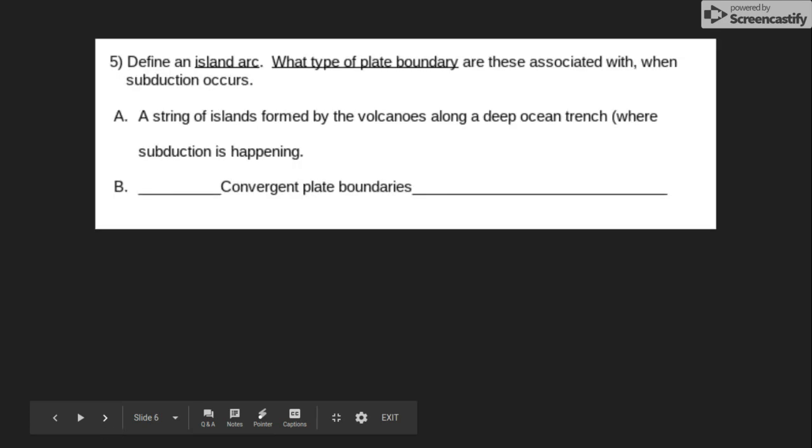Define an island arc, and what type of plate boundary are these associated with when subduction occurs? So a string of islands formed by the volcanoes along a deep ocean trench where subduction is happening. That is where you get an island arc. And what type of plate boundary are associated with them? Convergent plate boundaries.